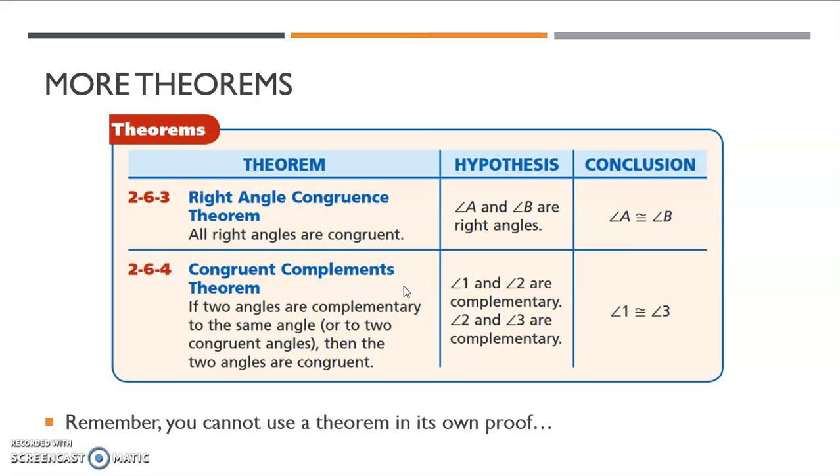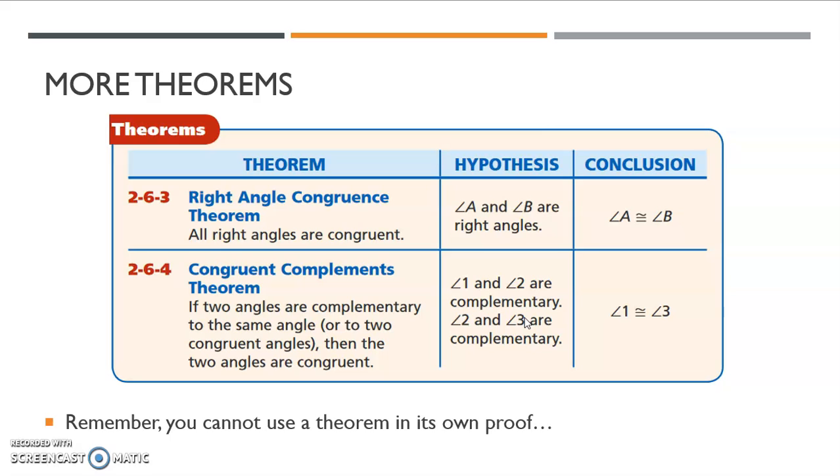And the other theorem we're going to be talking about is the congruent complements theorem, very similar to the congruent supplements theorem. It says if angle 1 and 2 are complementary, and 2 and 3 are also complementary, then angle 1 has to equal angle 3. So for example, if 1 is 30 degrees and 2 is 60 degrees, then 60 plus what number is 90? Well, it's going to be 30 again. The 1 and the 3 have to be equal.